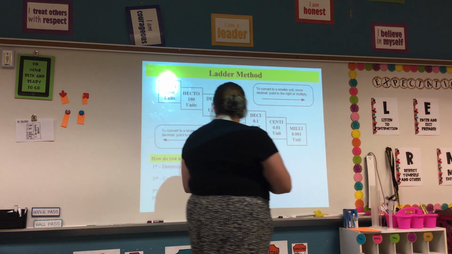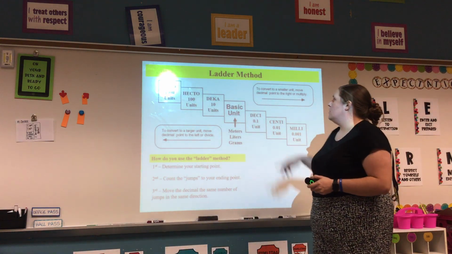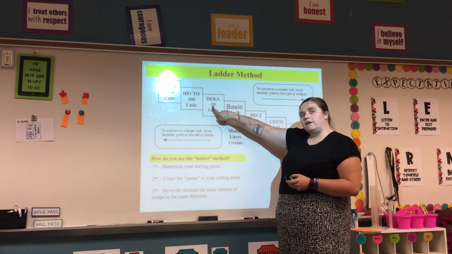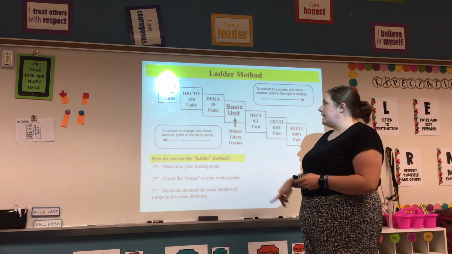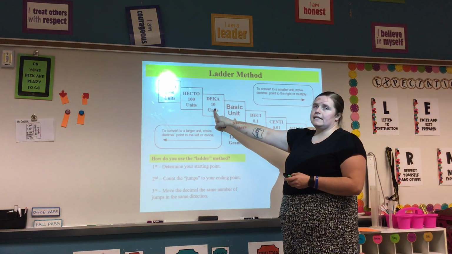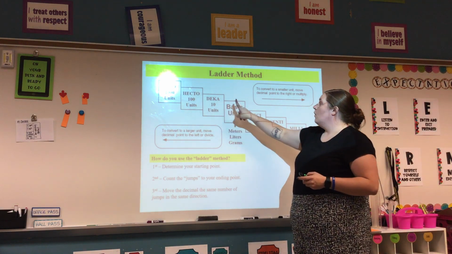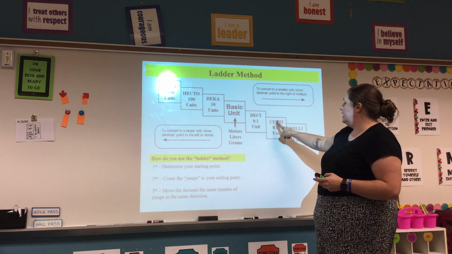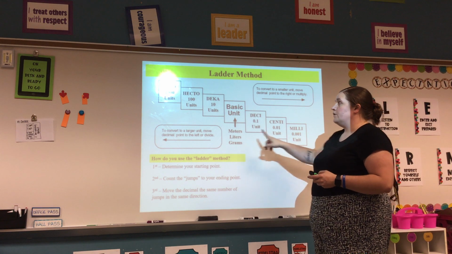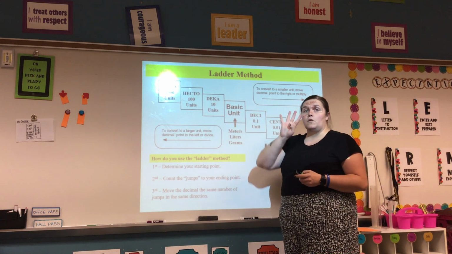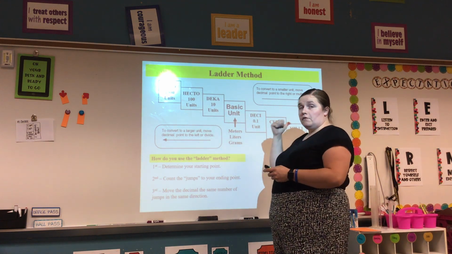You're always going to determine where you start. So if it said deca, you would start right there, and then you're going to count the jumps. So let's say that I was going from deca and it told me I needed to go to milli. I'm going to count 1, 2, 3, 4. In that instance, I would have to move my decimal 4 places to the right.